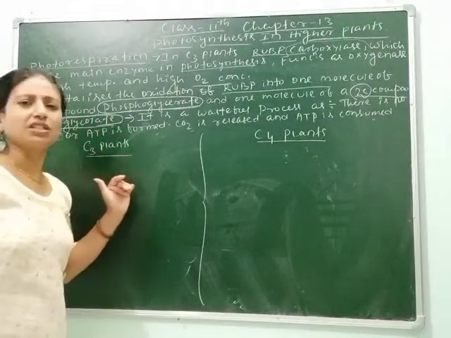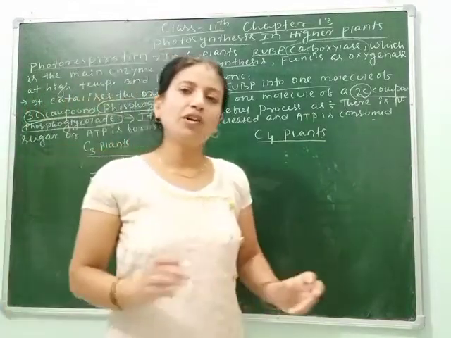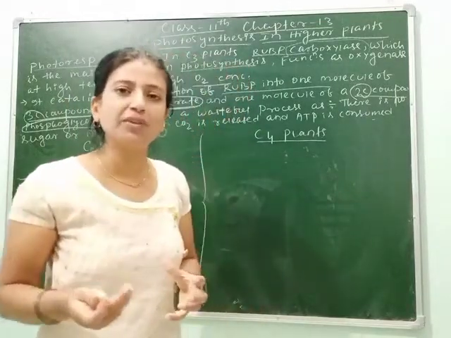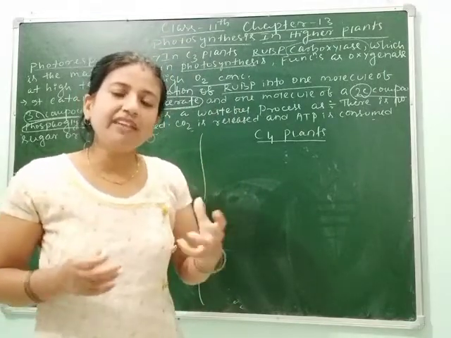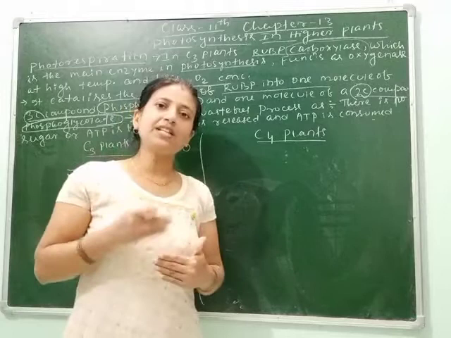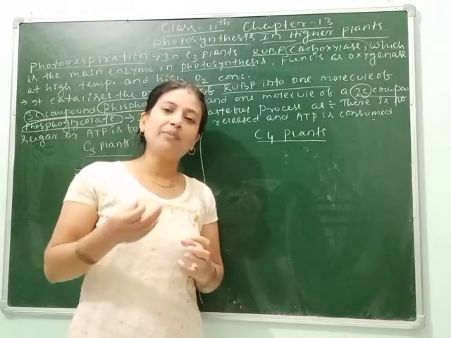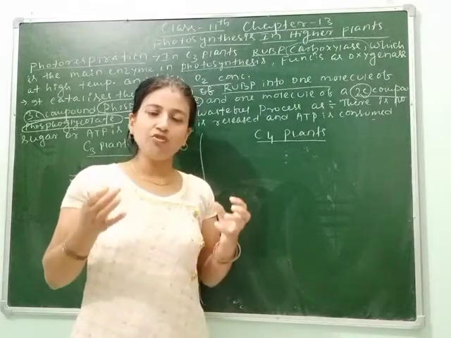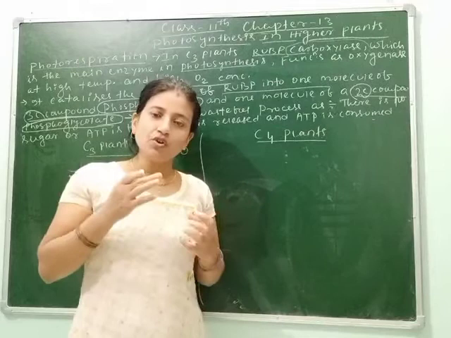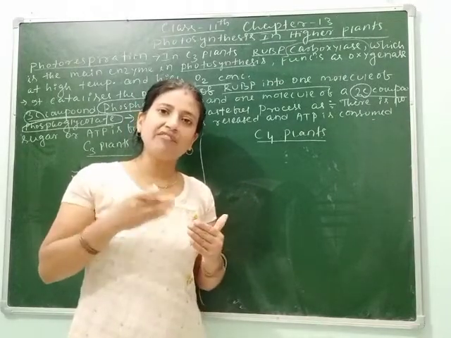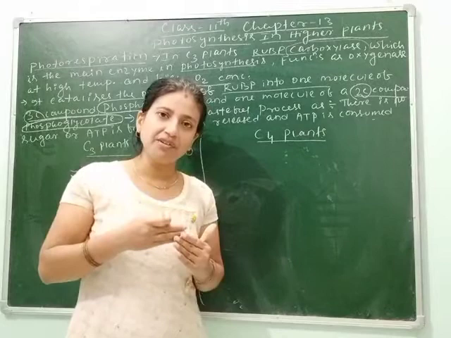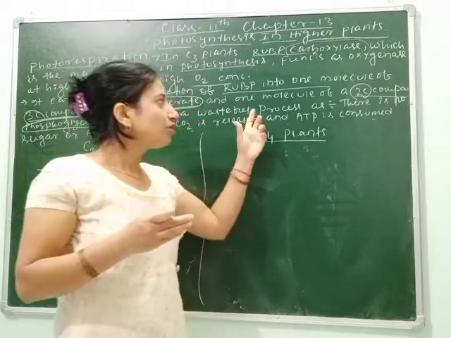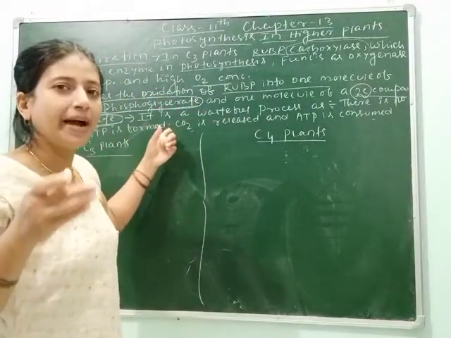This is a wasteful process, though without respiration no organism can survive. But still, during photosynthesis, why is this called wasteful, meaning a useless process? Because if respiration occurs during photosynthesis, then carbon dioxide will be released, and if carbon dioxide is released, then the amount of carbon product is less. So to prevent the release of carbon dioxide from the leaf, photorespiration is considered a wasteful process. Clear? This photorespiration is avoided by C4 plants.